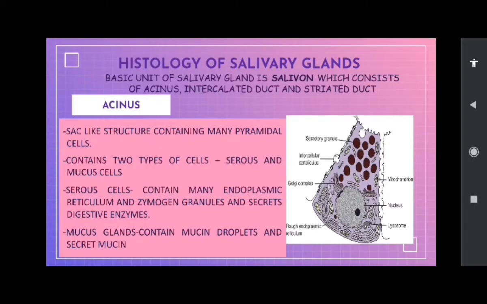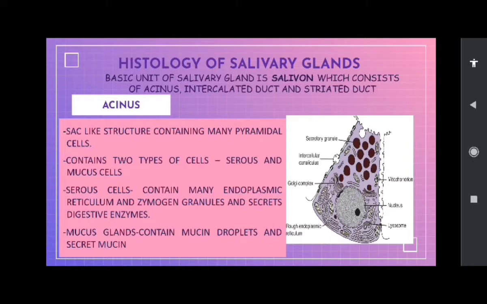Now let us see the histology of salivary glands. The basic unit of salivary gland is salivon. It consists of three major structures: acinus, intercalated ducts and striated ducts. Now let us see acinus. What is acinus? It is a sac-like structure containing many pyramidal cells.